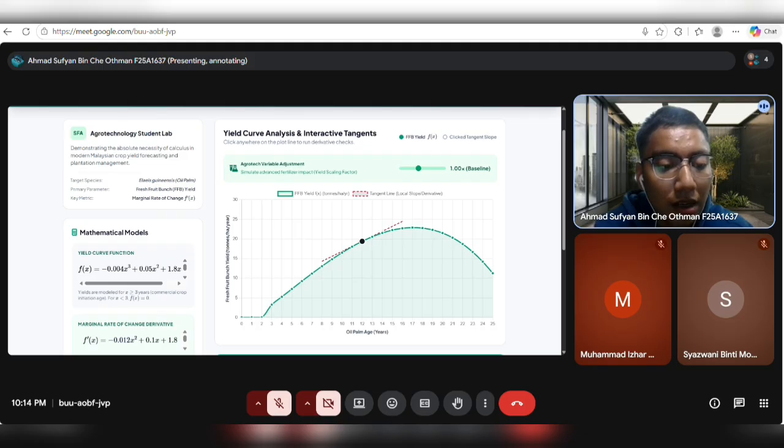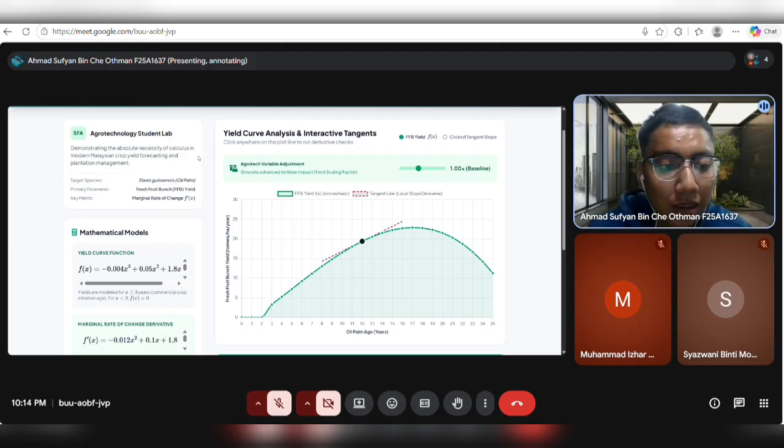The third one is harvesting safety and efficiency. Identifying when trees reach unmanageable physical heights allows agronomists to replace old crops with shorter, higher yielding varieties, ensuring worker safety and lower labor costs.